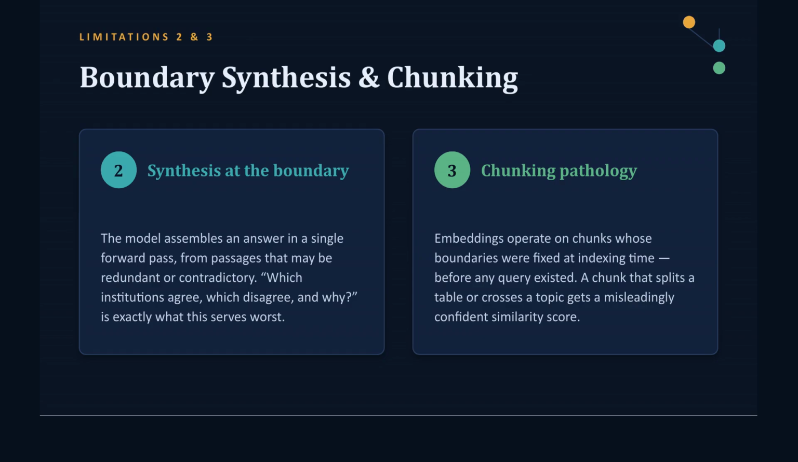Limitations 2 and 3. Synthesis at the boundary: RAG retrieves fragments and hands them to the model, which must assemble an answer in a single forward pass, often from passages that are redundant or even contradictory. Questions that require integrating many documents, which institutions agree, which disagree, and why, are exactly the ones this serves worst. And chunking: embeddings operate on chunks whose boundaries were fixed at indexing time, before any query existed. A chunk that splits a table or crosses a topic boundary gets retrieved with a misleadingly confident similarity score.